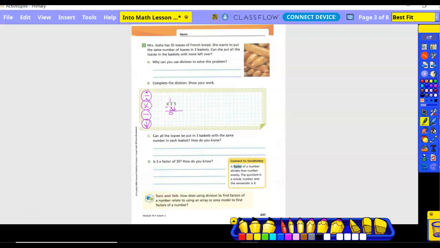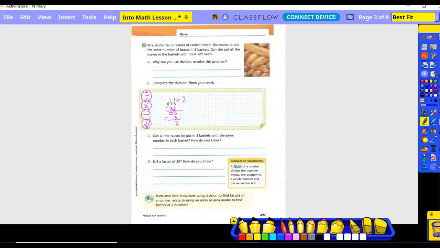Now I bring down the 5. How many times does 3 go into 5? One time. 1 times 3 is 3. 5 minus 3 is 2. So 11, remainder 2. So can all of the 11s be put in 3 baskets with the same number in each one?